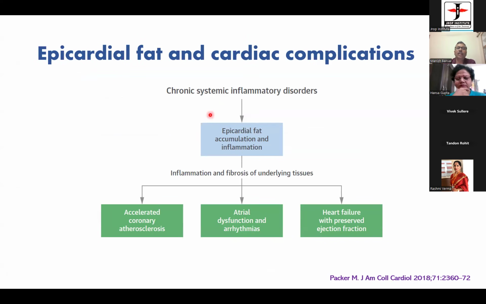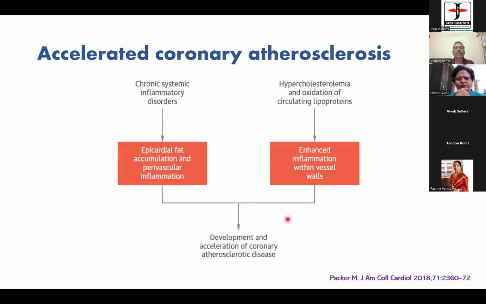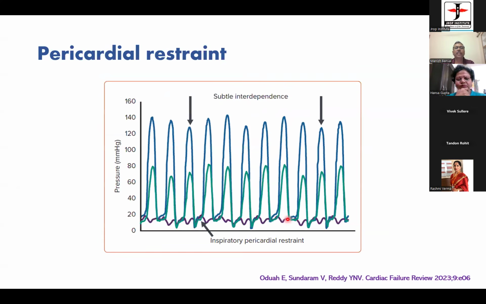So what happens is there are chronic systemic inflammatory disorders. They cause epicardial fat accumulation. And then epicardial fat becomes the site of inflammation. So it becomes a vicious cycle. And then it leads to coronary atherosclerosis, atrial arrhythmias, and HFpEF. These are the three conditions which are most closely associated with epicardial fat. I think I will skip these slides here.